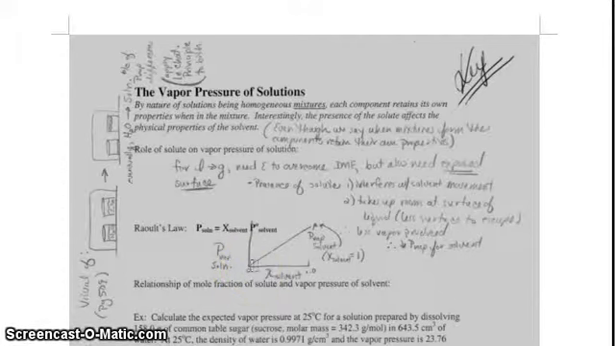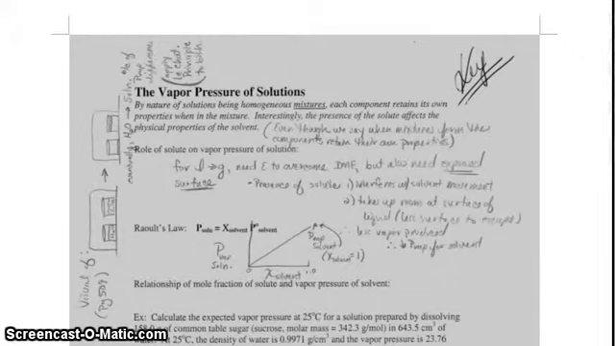And then we gradually, as we get more and more dilute, or less and less solute, reach a point with the mole fraction of solvent being 1, where the vapor pressure of the solution would be the vapor pressure of the solvent.